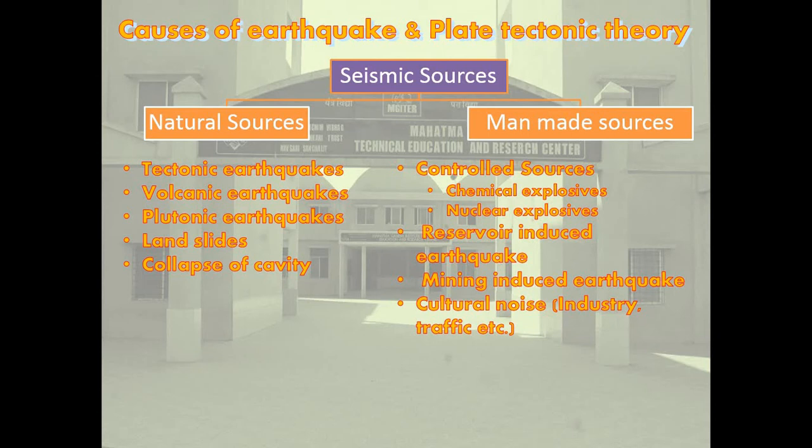First is natural sources and second one is man-made sources. In natural sources: tectonic earthquakes, volcanic earthquakes, plutonic earthquakes, landslides and collapse of cavity. In man-made sources: control sources. In control sources: the chemical explosive and nuclear explosives. Now, recently Beirut near to Syria and Iraq, Iran, the major bomb blast in that area.